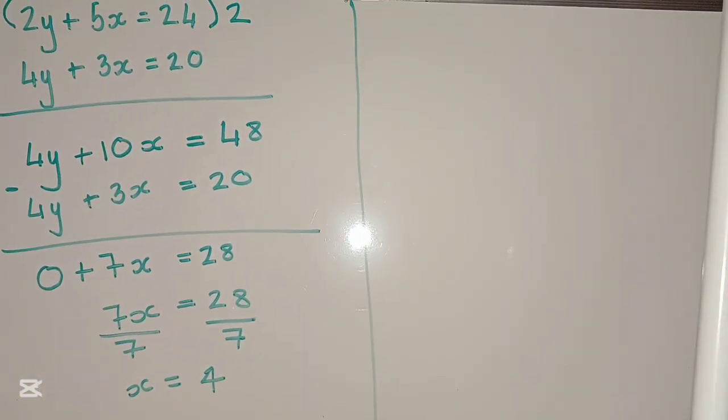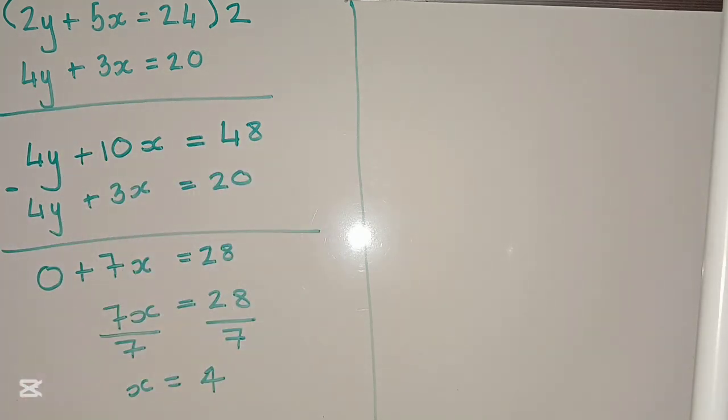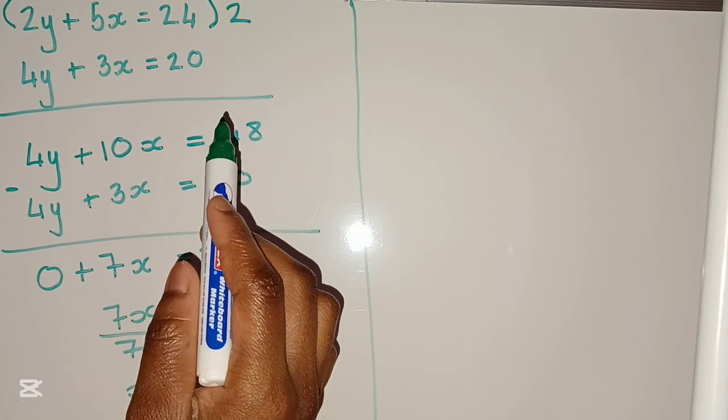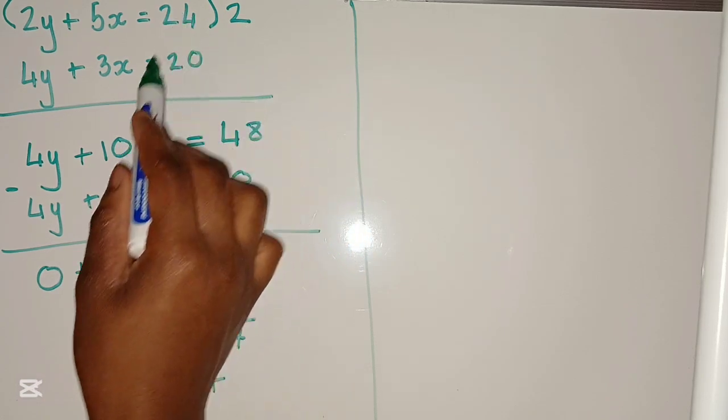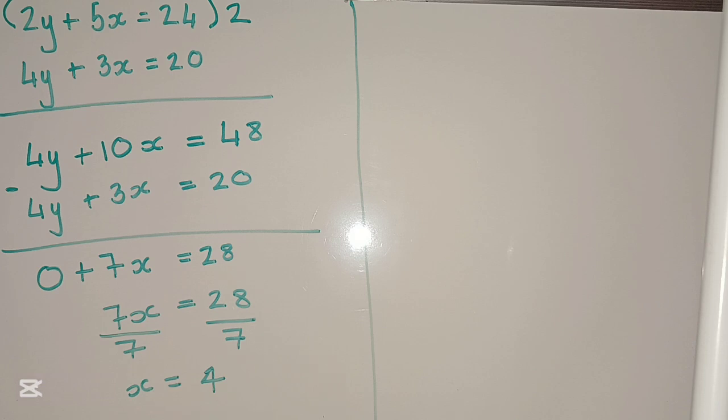I'm going to substitute the value of x in the second equation, which is here. I always try to substitute my value in the equation that was never modified. What I mean is, this equation is modified because I multiplied it by 2, but this one is not modified. That's why I'm substituting my value for x in the second equation. So always try to substitute your values in the equation that was not modified.